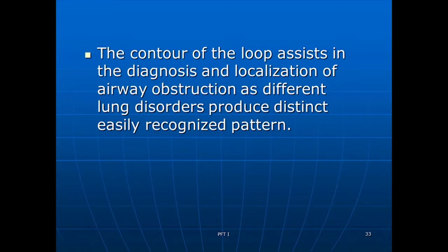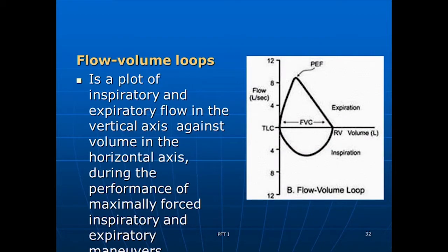It's the contour of the loop. This is very important. It's the contour of the loop that assists the diagnosis and localization of the airway obstruction in different lung disorders, and that they produce a distinct, easily recognized pattern. So different diseases are going to change this pattern.